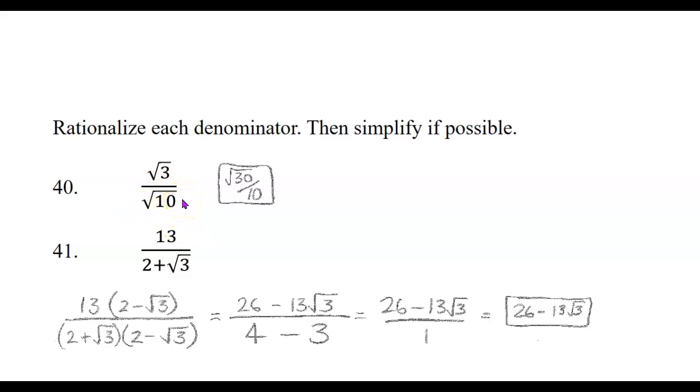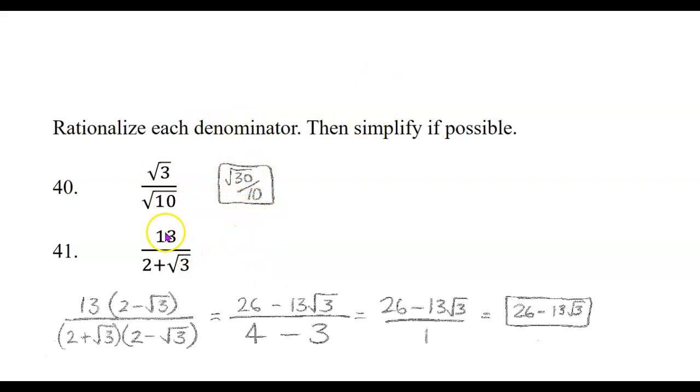To fix that, we can take this denominator and multiply it by another square root of 10 if we multiply the numerator by the same thing. So I'm multiplying the numerator and denominator both by the square root of 10. On top, square root of 3 times square root of 10 is square root of 30. On the bottom, square root of 10 times square root of 10 would be the square root of 10 squared, or just 10. So I have successfully rationalized the denominator. I have the square root of 30 over 10.